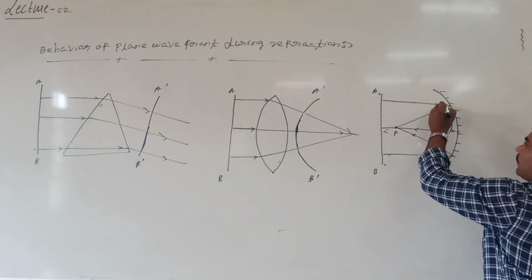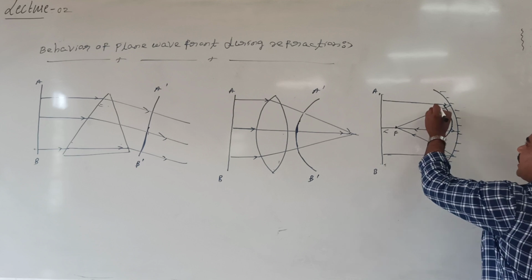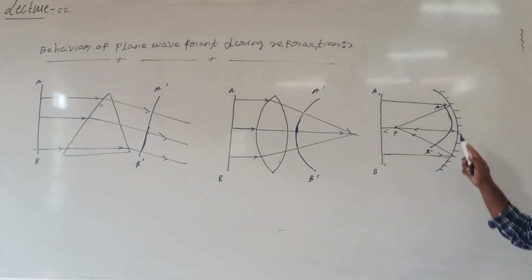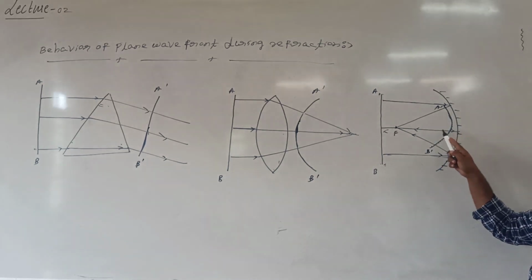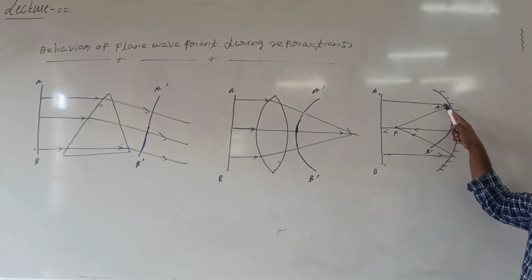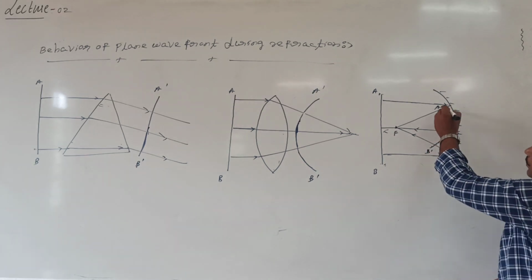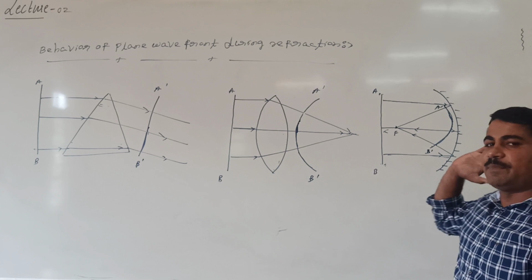How does it get reflected? Look at me. It gets reflected in this manner. This reflected wavefront I can mention as A dash B dash, because at the middle the reflected wavefront bends more, as it travels a longer distance. But at the upper part there is a little bit of bending due to the shorter path. So this is the position of the new wavefront after reflection, represented by A dash and B dash.